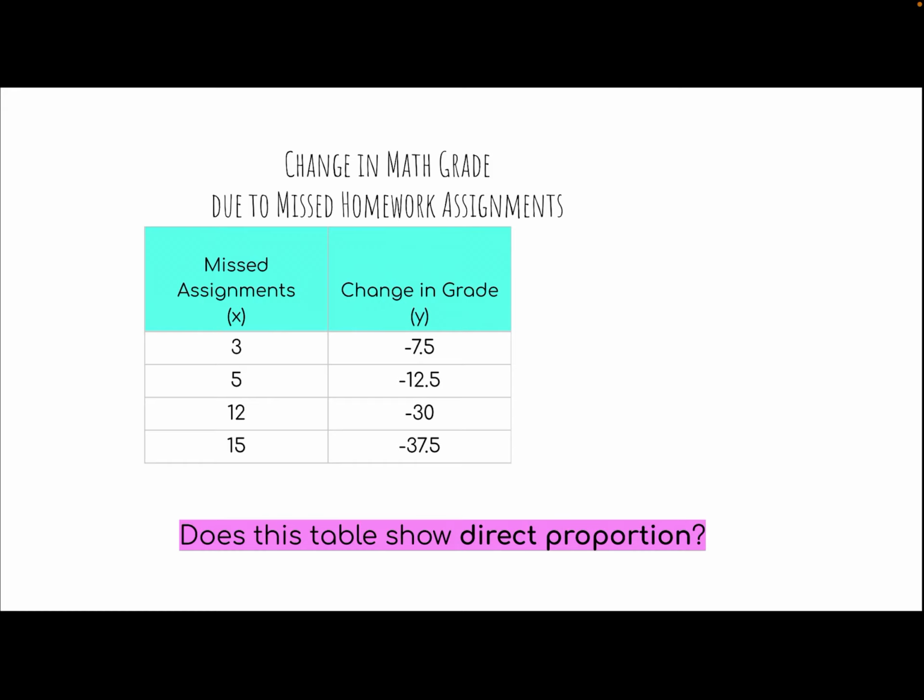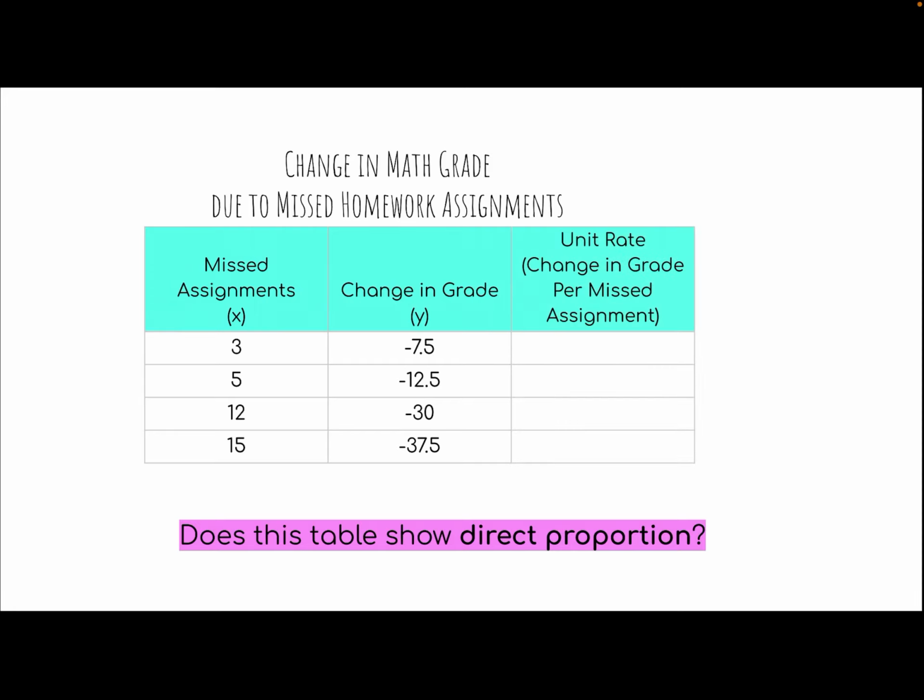All right, hopefully you figured out the unit rate and an equation. If it would apply, we're going to find the unit rate. What would the change in this student's math grade be if they have missing assignments, per missing assignment? It looks like negative 7.5 points were deducted for 3 missing assignments. 12.5 points were deducted for 5 missing assignments. 30 points were deducted for 12 missing assignments, and 37.5 points were deducted for 15 missing assignments. The change is negative 2.5 points per missing assignment.